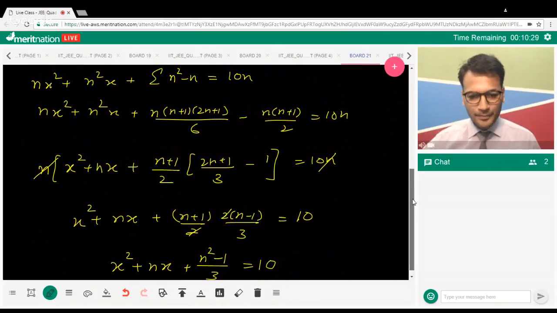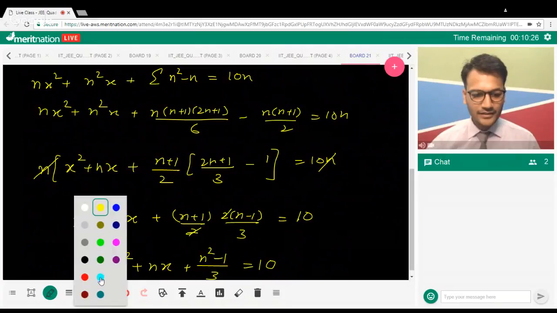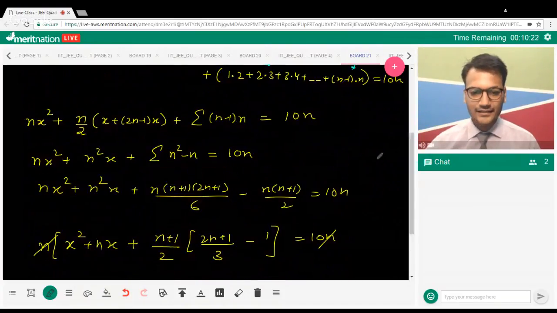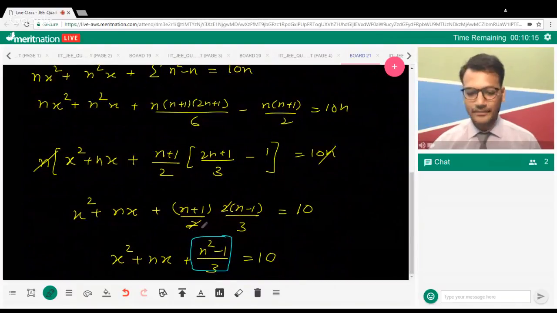Okay, in my opinion, you should know this directly, guys. You should know this directly. From here, you should directly know that this is n into n squared minus 1 by 3. So you can directly put this over here and utilize it precisely.